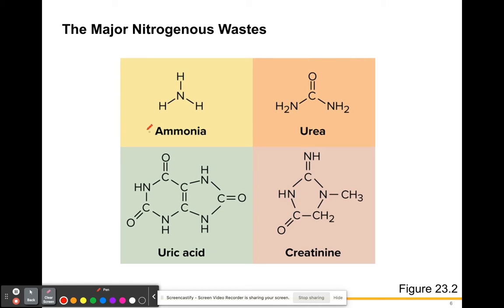Okay, so here are some really major nitrogen wastes that your body encounters on a daily basis. Here's ammonia. This is the same stuff that's in Windex or any type of cleaning product. You're going to have ammonia in a lot of those cleaning products. And we don't want that in our body. We need to get rid of that.